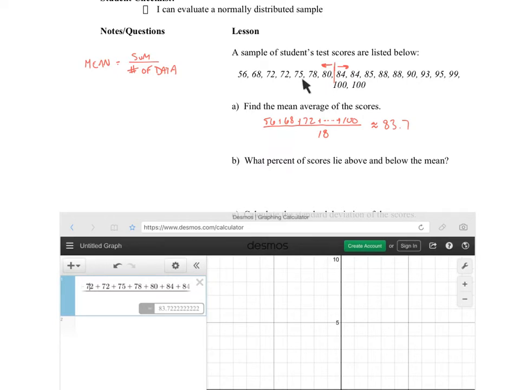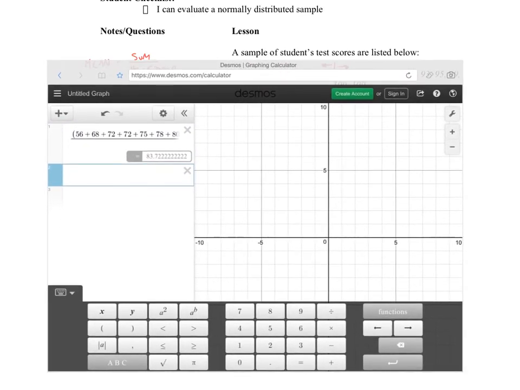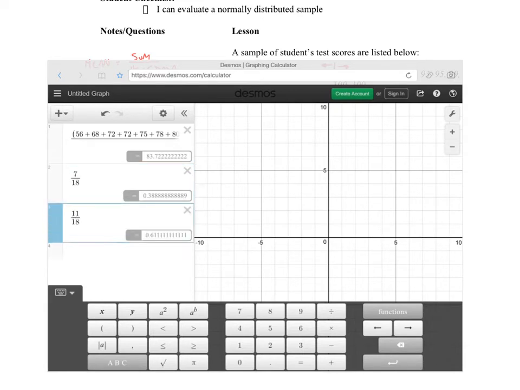So let's just think about that for a second. I've got 1, 2, 3, 4, 5, 6, 7 of my scores that are below the mean. Okay, so that means that if I do 7 out of 18, that should give me the scores that are below the mean. I can turn that into a percent. And then the complement of that, all the other scores would be the ones that are above the mean, 11 out of 18. So I can do 7 divided by 18 and 11 divided by 18. So it looks like I have 39% and 61%.